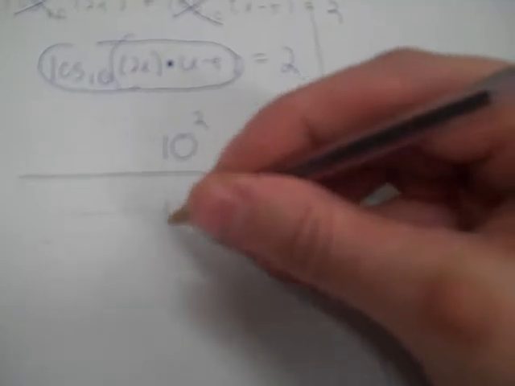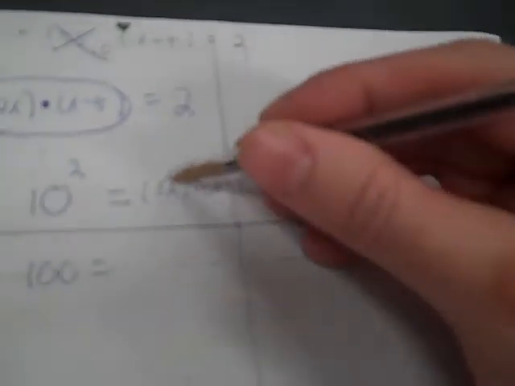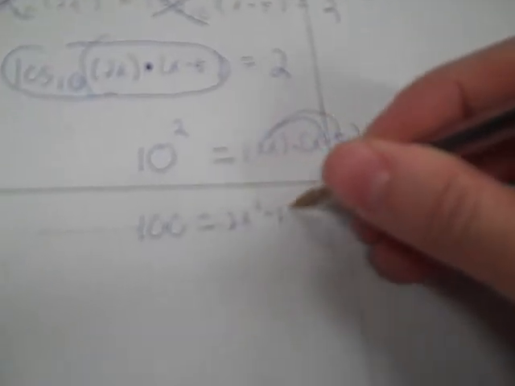Now you solve it. You got to FOIL that. 10 to the second's 100. So I take 2x times x, that's 2x to the second, and 2x times negative 5, that's negative 10x. So we can write that over here. Now obviously I can see with x to the second and x to the first, we're going to have to move everything to one side so we can set up a factoring.